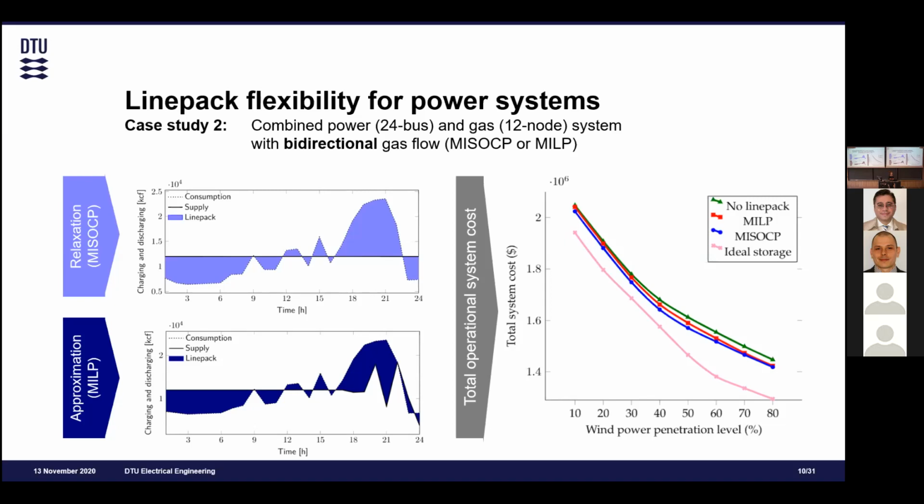And we can also compare them based on cost. And here we see that when comparing the operational cost to the case neglecting Linepack, here the green line, both the relaxation in blue and the linearization in red lead to a cost reduction on average of 2 and 1%. And when comparing to the case of an ideal electricity storage, so storage with infinite capacity and infinite charging and discharging abilities, we can see that accounting for Linepack is equal to cost savings similar to, on average, 25 or 13% of the case of an ideal electricity storage.